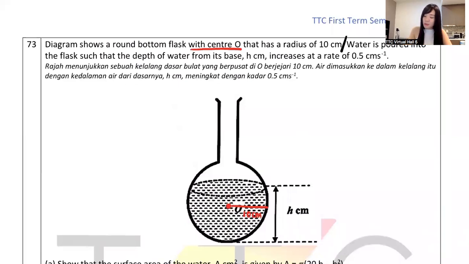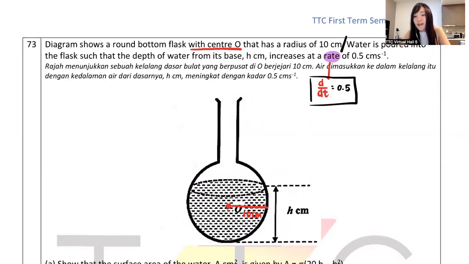Next one. Water is poured into the flask such that the depth of the water from the base is H cm. See, this is H cm, okay? Increasing at the rate. I don't need to ask you, you guys all know the keyword. Isn't it red? Red, isn't it d something dt? Red, my dear, not small change, 0.5. Can anyone tell me this 0.5 is d what dt? Very good, Ethan, dh/dt.